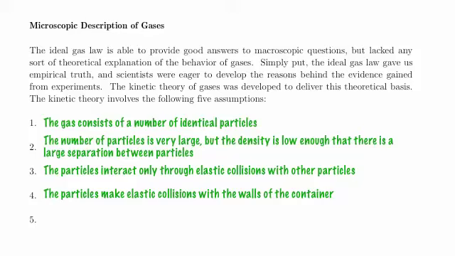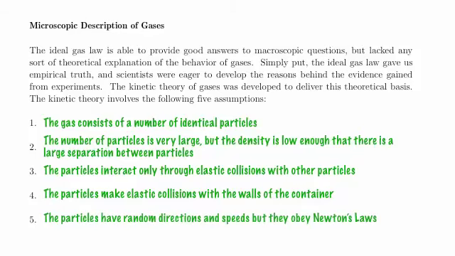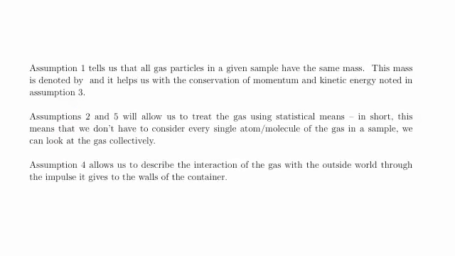And finally, we get to the last assumption, that the particles have random directions and speeds, but they obey Newton's laws. So here's a whole bunch of assumptions that we're making, and they're going to allow us to do different things. Assumption 1 says all the gas particles in a given sample have the same mass because they're all identical. This mass is denoted by mu, and it helps us with the conservation of momentum and kinetic energy noted in assumption 3.